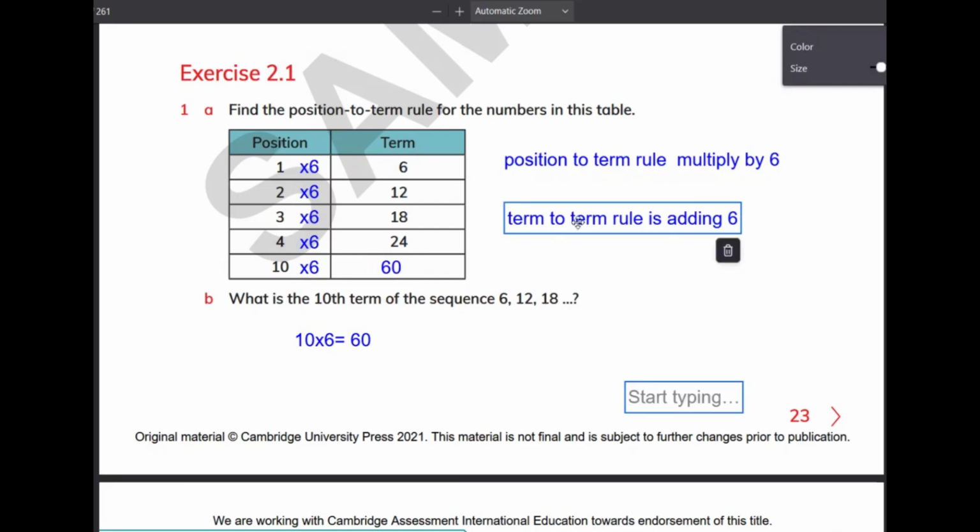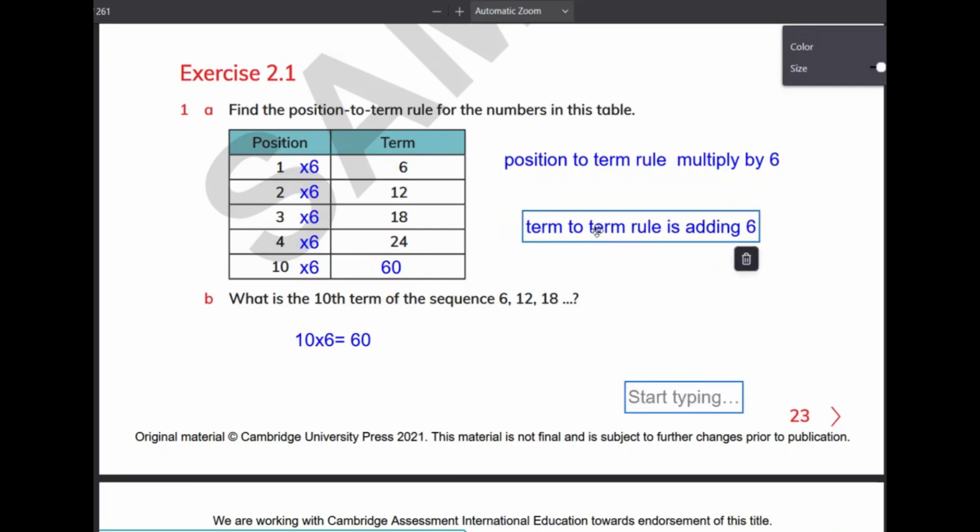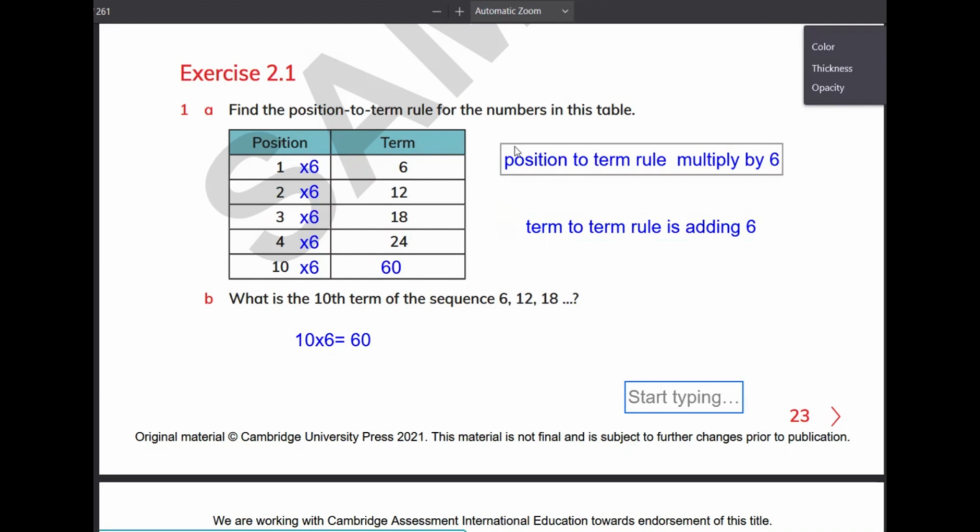And this is another question, where the table is not given here. It is a term-to-term rule. The term-to-term rule is how to move from each term to the next one. Look here, from 6 to move to 12. This is moving from one term to another term. That means you add what? You add 6. And to move from 12 to 18, you also add 6. So the term-to-term rule is adding 6 each time.